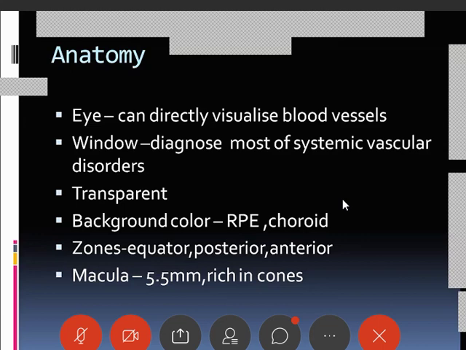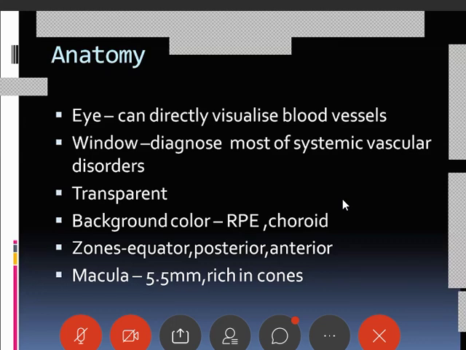So in some of the cases, we will be the ones who diagnose diabetes or hypertension for the first time in some of the patients. The patients don't know that they have diabetes or hypertension. By looking at the fundus changes, we could diagnose diabetes or hypertension and some of the systemic vascular disorders.